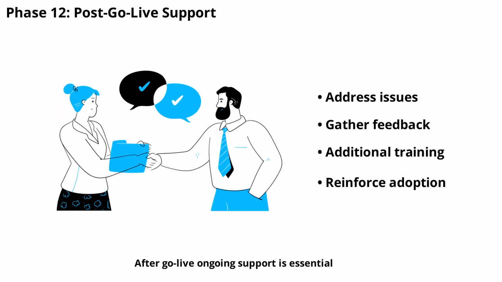After go live, ongoing support is essential. Address any lingering issues, gather user feedback, and provide additional training as needed. This phase helps reinforce adoption and ensures users are comfortable with the new system. Post-go-live support typically lasts 2 to 4 weeks, depending on user needs.